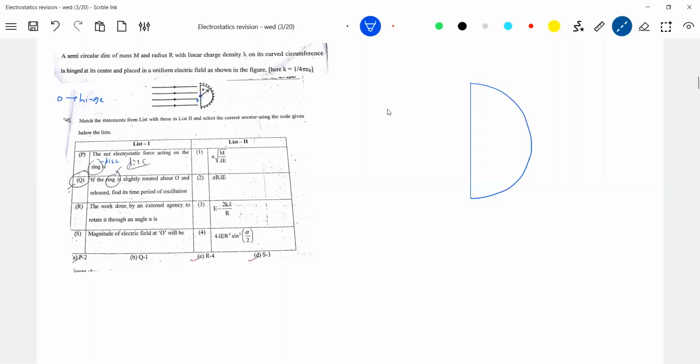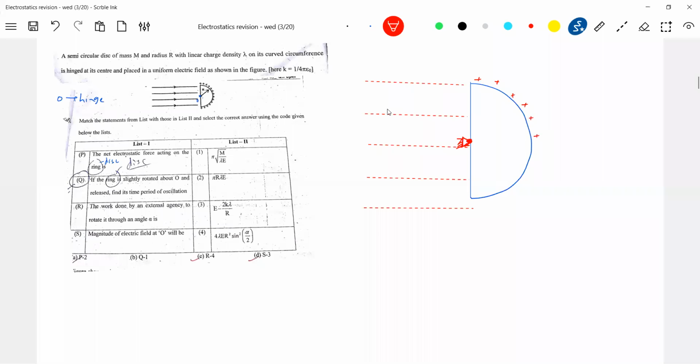The lines of force will be, and these dotted lines are the lines of force. It's a uniform electric field and it is hinged about this particular point O. And there's a positive charge. So there's an electric field. Get into the idea now, what has to be done.